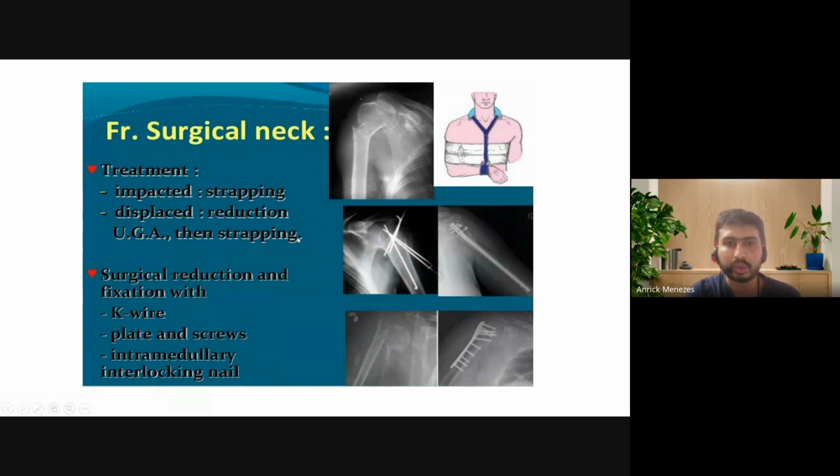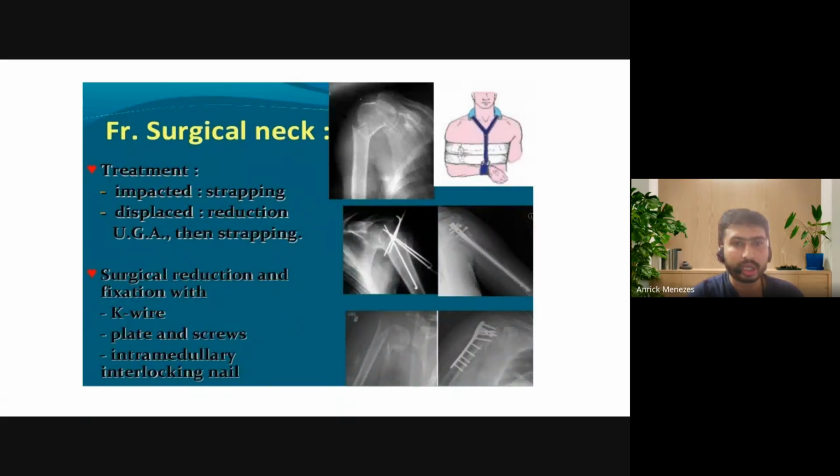Next, you see in displaced fractures they do reduction under the use of general anesthesia. Once the reduction is done, then they do the strapping if this is displaced. If it is an impacted fracture, only the strapping would be sufficient. Surgical reduction and fixation with K-wire, plate and screws, intramedullary nailing. These are the various images where they have fixed the surgical neck based on the severity and the impact.